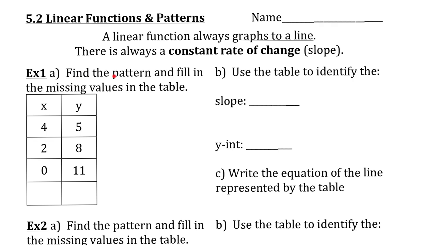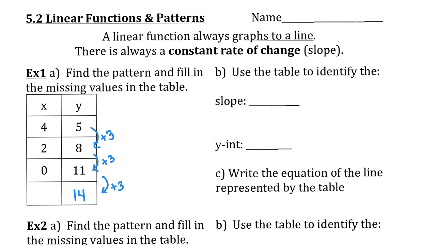Okay, so for example, 1.8 says find the pattern and fill in the missing values in the table. So I'm going to look at the y column to see at what rate they are increasing. If I go from 5 to 8, it's going up 3. 8 to 11 is going up 3. So if I went up 3 more and followed the pattern, this should be a 14.